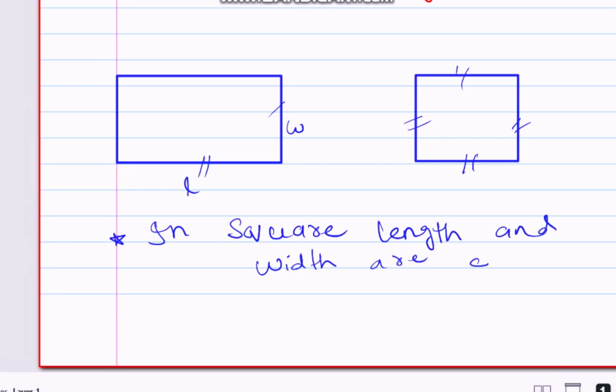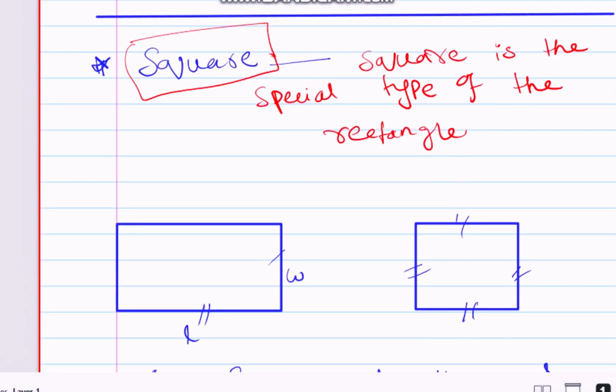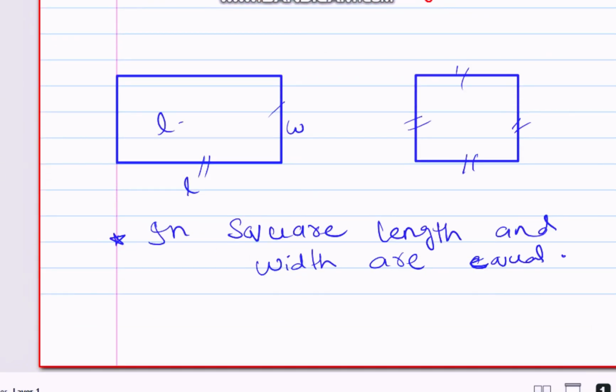Okay, square is a special type of rectangle. So basically, all the formulas for the rectangle and the square will be the same. This is the main thing. But in a rectangle, L is not equal to W. Here L is equal to W, but here L is not equal to W. So this is the thing.